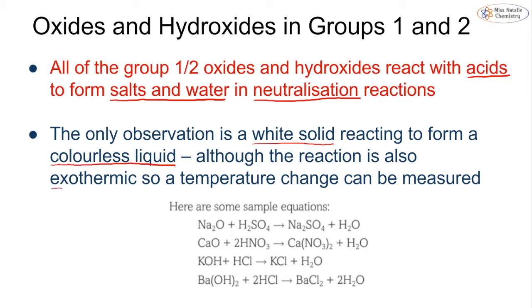But we do see a temperature change, as these are exothermic reactions. And we've got some examples down here. Probably one that you're quite familiar with would be potassium hydroxide reacting with hydrochloric acid to make potassium chloride and water. That's a typical example that you may even have carried out in the lab. But we can also have sodium oxide, calcium oxide, and barium hydroxide all reacting with varying acids to form a salt and water.